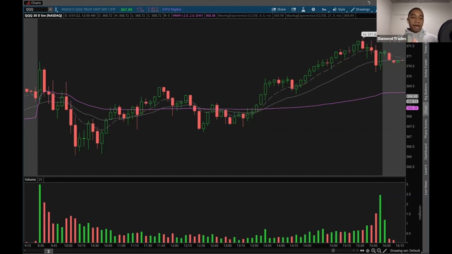I'm not just blindly adding. I'm going to look at the chart, and then I'm going to set my stop loss appropriately according to my risk tolerance. Okay. One important thing is that it's impossible to know what another trader's risk tolerance is, right?